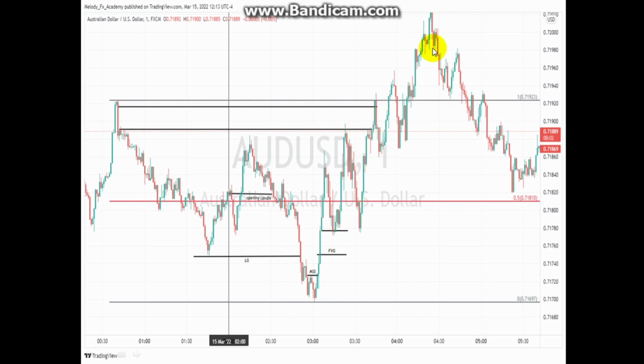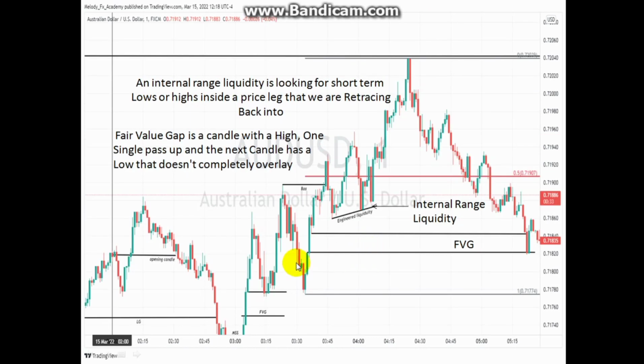Remember, you're not trying to catch the whole daily range. You're not trying to get the whole daily range. Now this brings us to my second entry for the day. This is where I got my second entry.